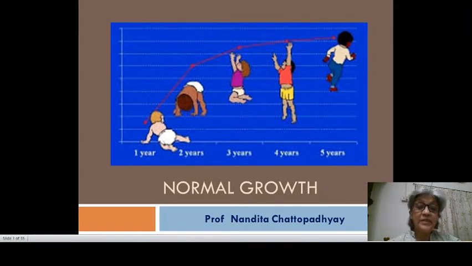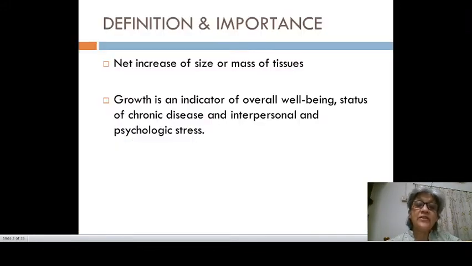Now, what do we mean by growth? Definition wise, growth is a net increase of size or mass of tissue. But in a child, growth does not mean growing only in size. It's not like a balloon being inflated and inflated. It is increasing in size in a particular manner so that right from a fetus, the new conception gradually develops into an adult structure.